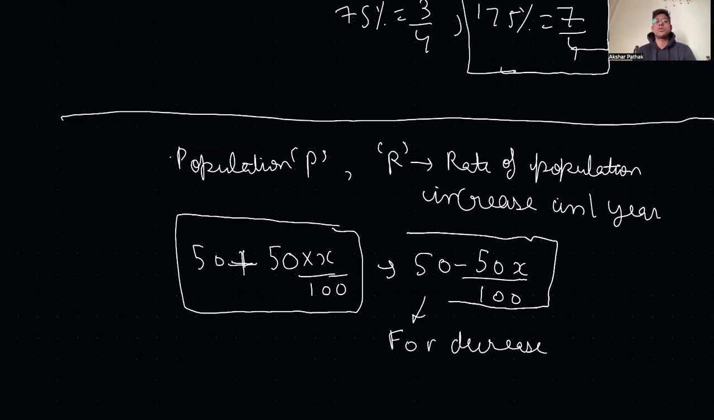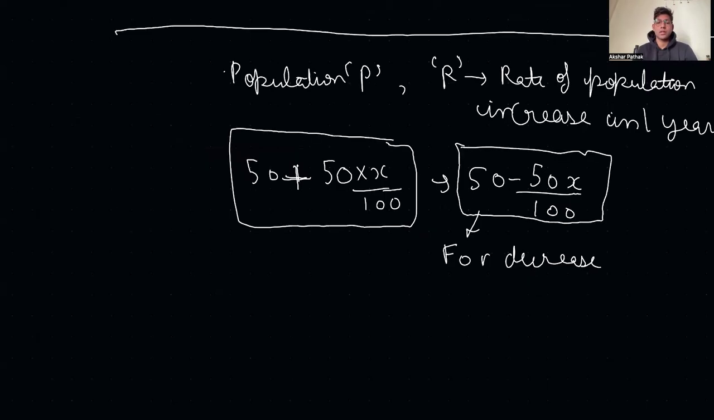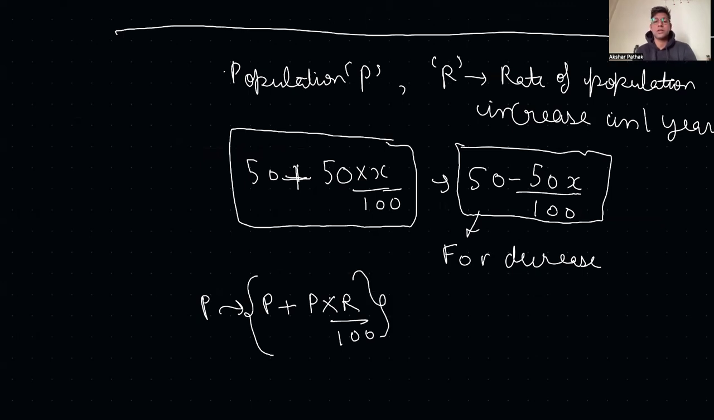Okay, so you have to remember it. Now, coming to the point, our population was P, and the rate of population increase after 1 year was R. This year I have population P. So what will be the population next year? P plus P into R by 100, because R is the rate and rate is given in percentage. So can I say that next year my population will be this?